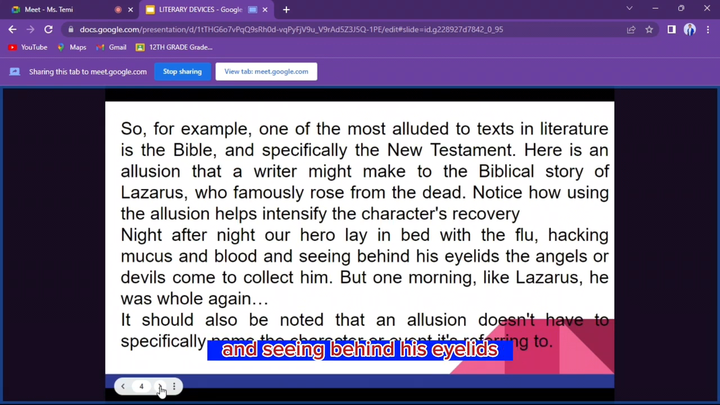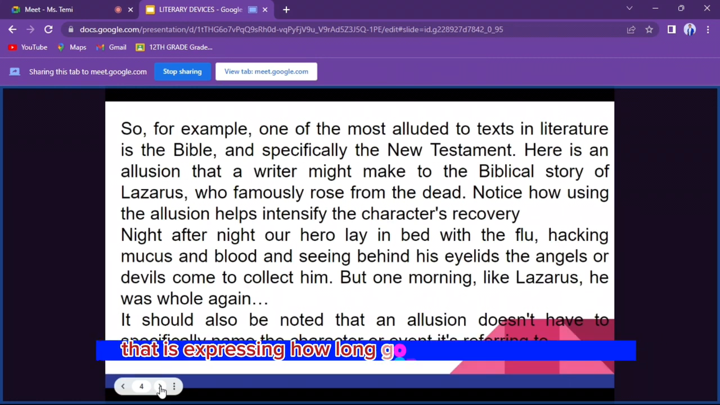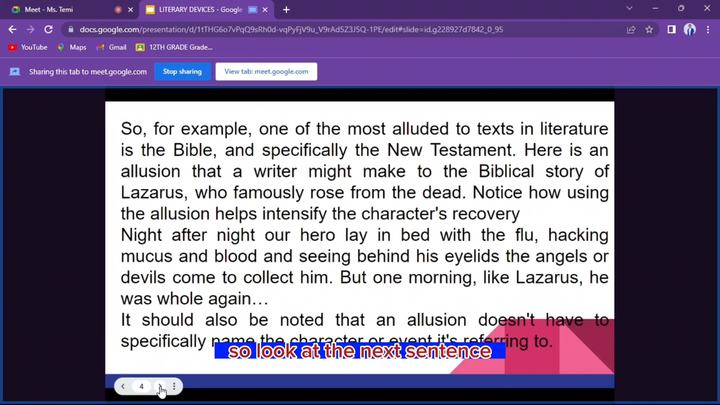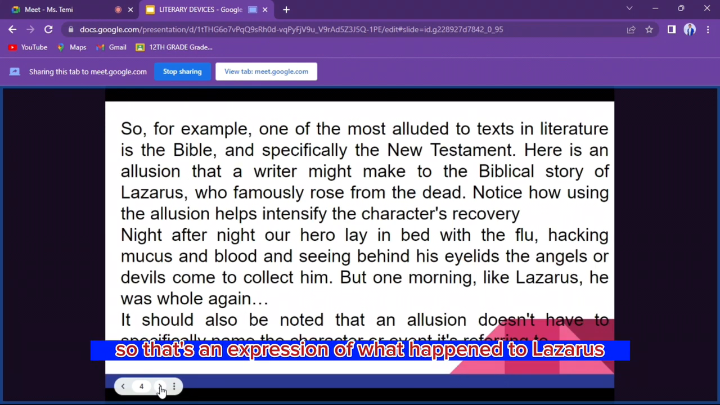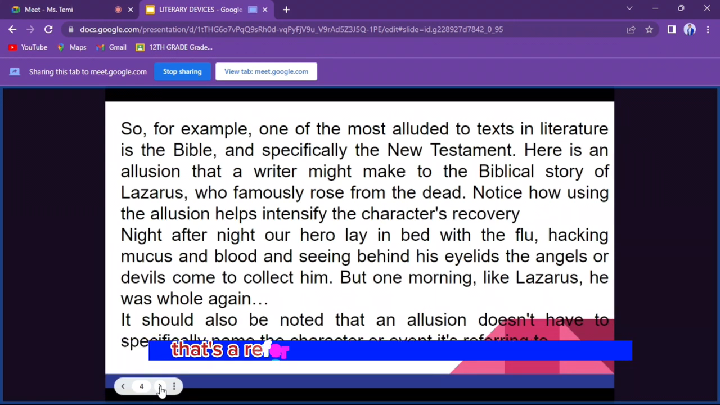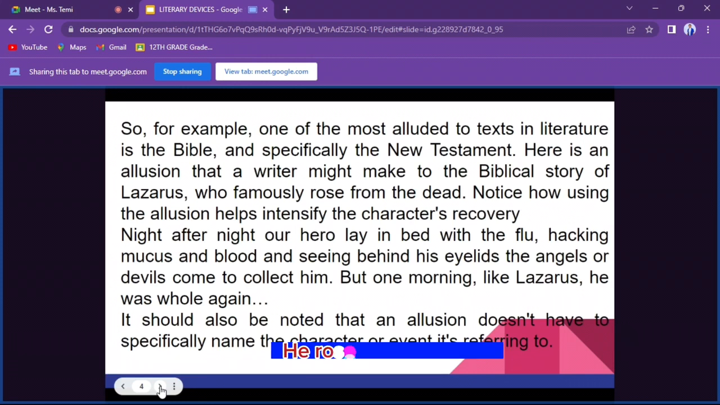and seeing behind his eyelids the angels or devils come to collect him. Look at that. That is expressing how long gone into the sickness he's been. That means he's almost at the verge of death. So look at the next sentence. But one morning, like Lazarus, he was whole again. So that's an expression of what happened to Lazarus. That's a reference to how he came back to life, how he rose from the dead.